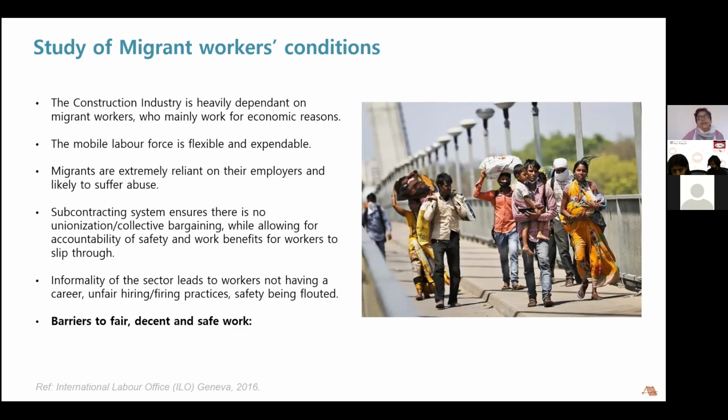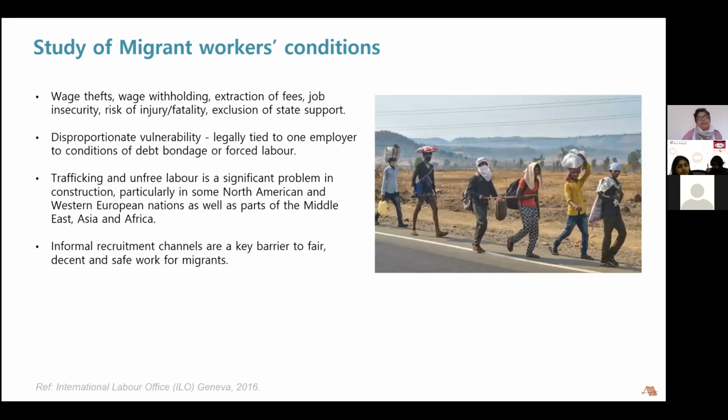There is a lot of informality in the sector, and this makes them even more vulnerable to hiring, firing, not getting any benefits, no career growth, and these are all barriers to safe work. There is wage theft, wage withholding, extraction of fees, and worker exploitation. And they are extremely vulnerable. In many countries, like in North Africa, North America, Mexico, and even the Middle East, there is a lot of trafficking and bonded labor. We also saw that informal recruitment channels are a key barrier to fair, decent, and safe work for migrants.